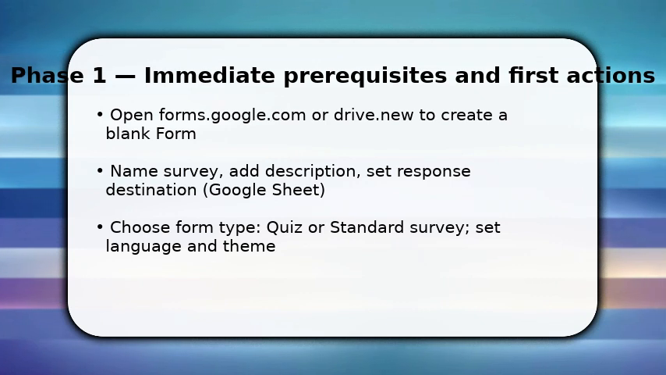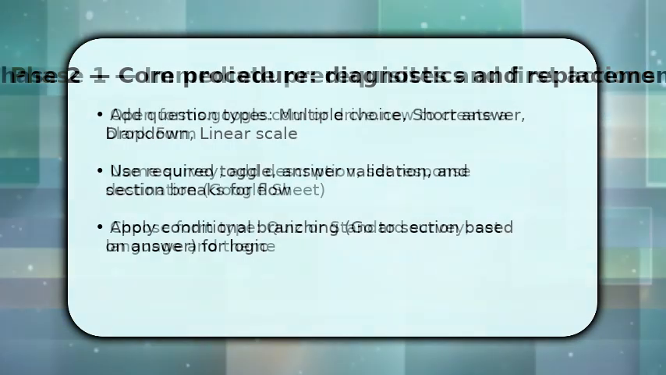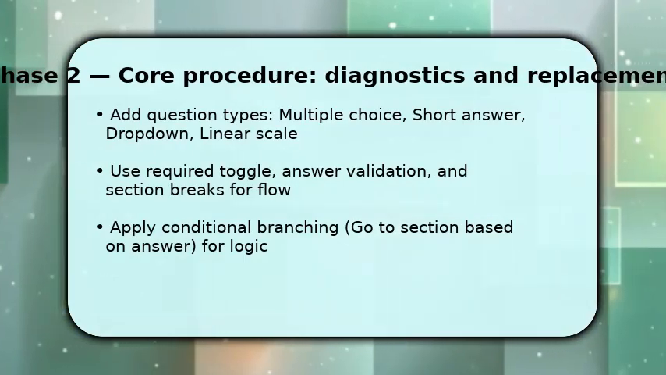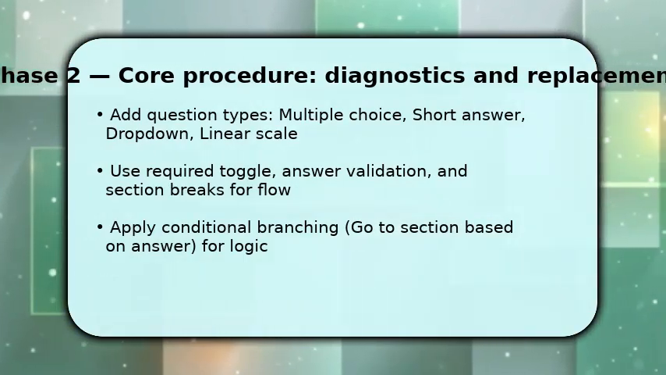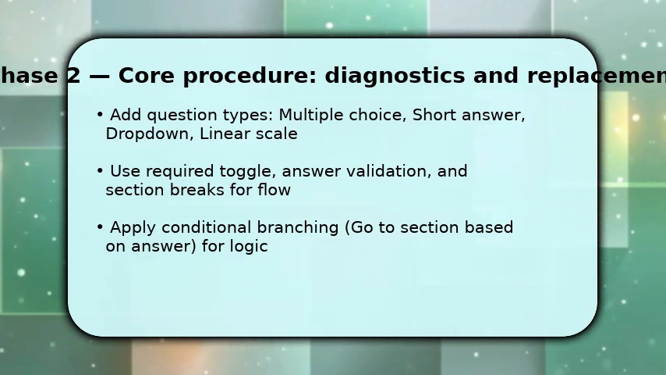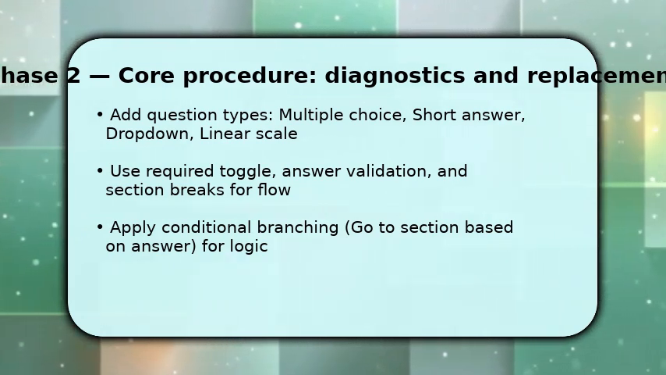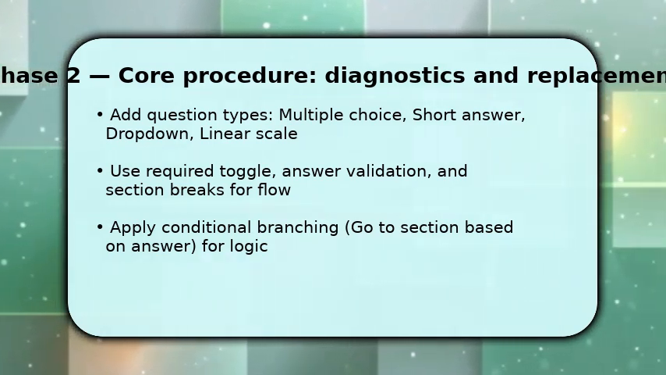Now focus on the middle, crafting questions and flow. Add questions with appropriate types: use multiple choice for categories, short answer for comments, and linear scale for satisfaction. Once done, mark essential items as required and add validation to prevent bad data.